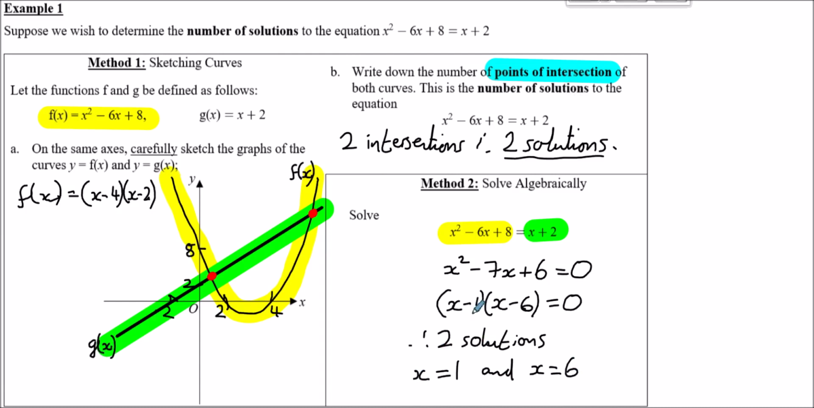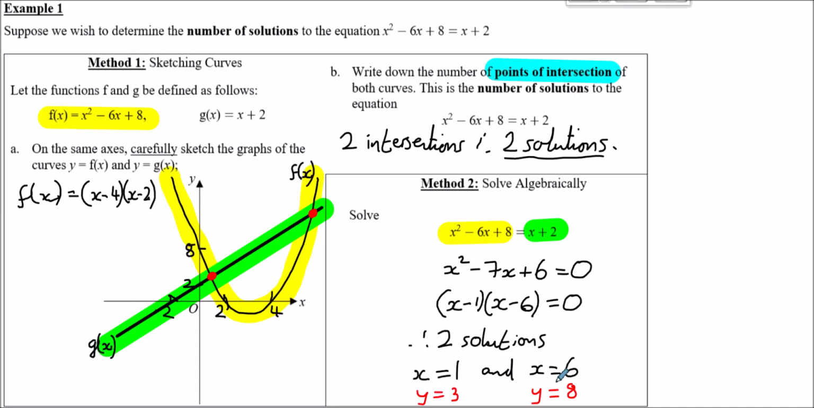And this is more powerful in this case because it just so happens to factorise quite easily. So when x equals 1, we can sub in 1 into, for example, g of x. G of x would be 1 plus 2, which is 3. And so x would be 1, and y would be 3. Or if x is 6, g of x, which is the same as y, would be 6 plus 2, which is 8. And so this algebraic way just so happens to be more powerful in this instance, because we have something we can understand and factorise, and get some nice, neat solutions and coordinates.